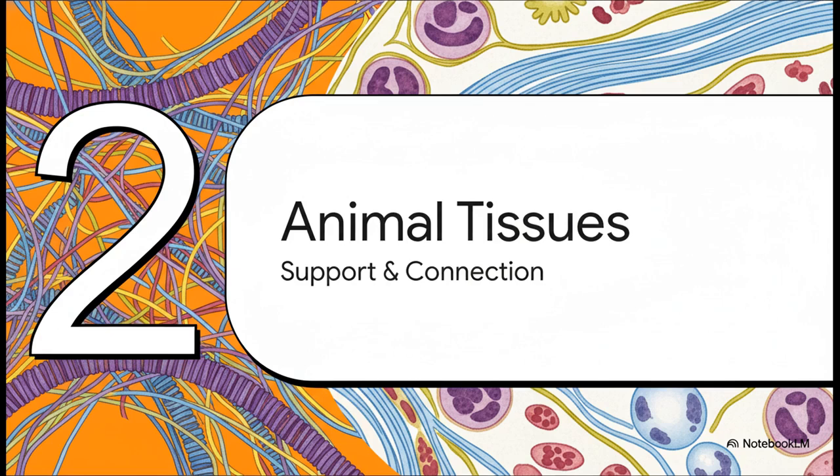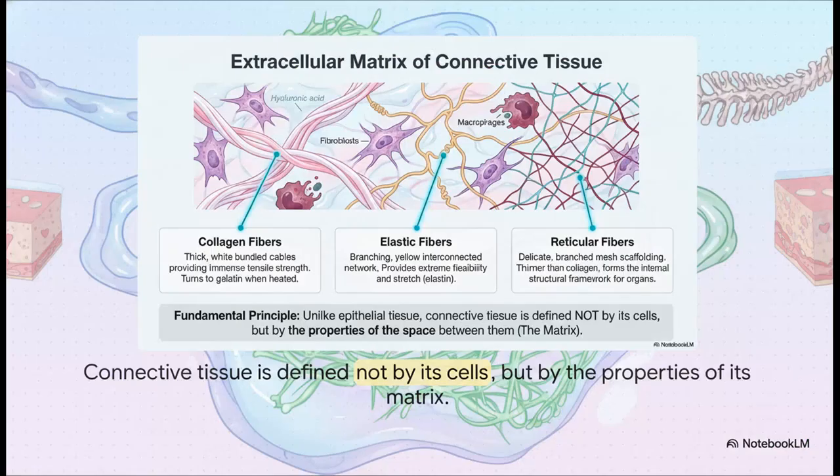All right, next up, let's look at the tissues that are all about support and connection. The internal framework that holds our entire body together. So here's the deal with connective tissue, and it's a little bit counterintuitive. It's not really about the cells themselves. Nope. It's all about what's between the cells. This stuff is called the extracellular matrix, and it is the real star of the show here.